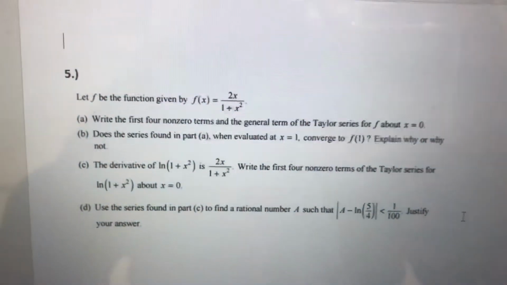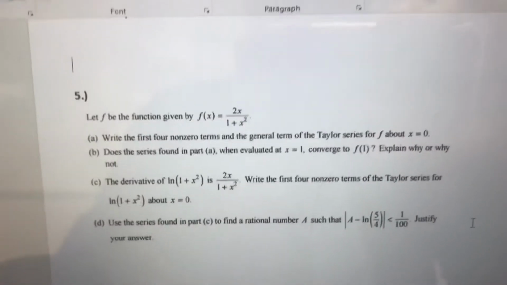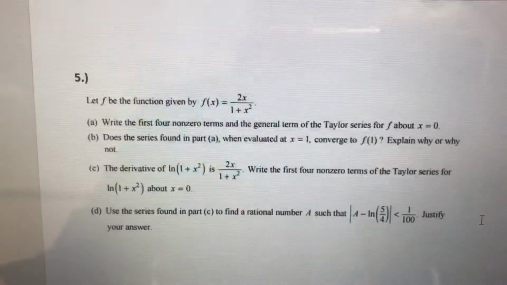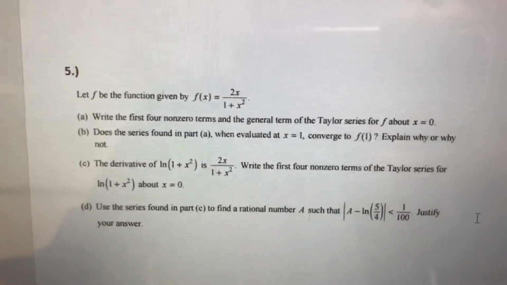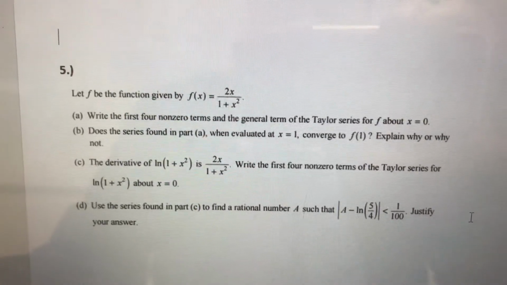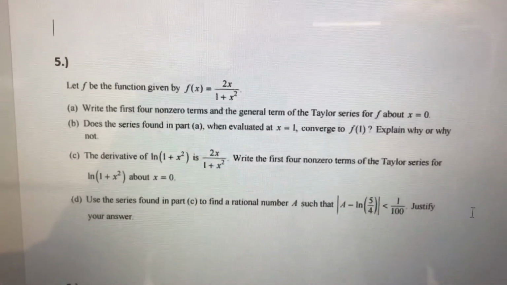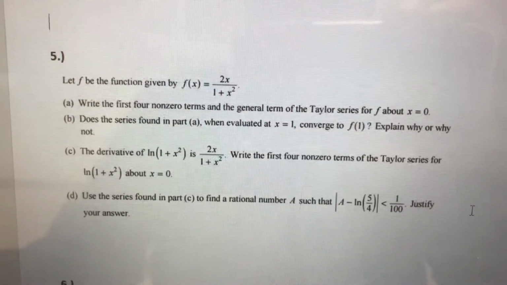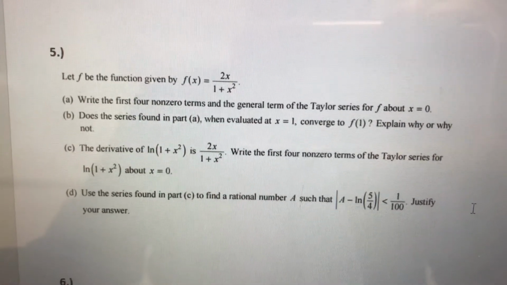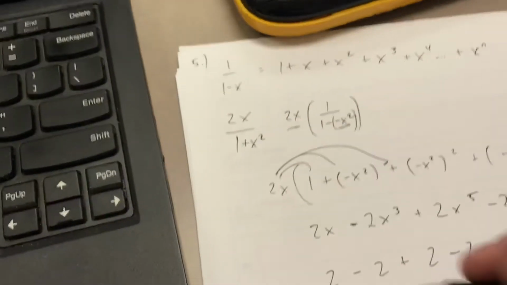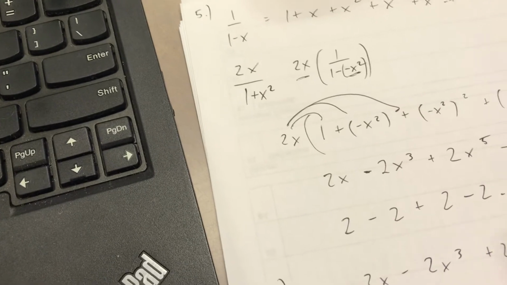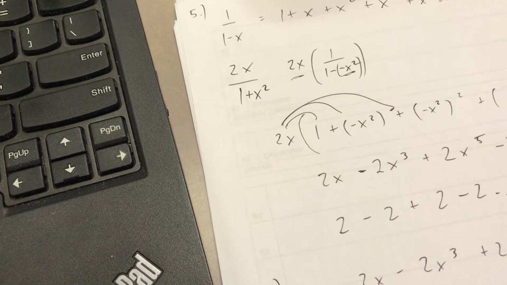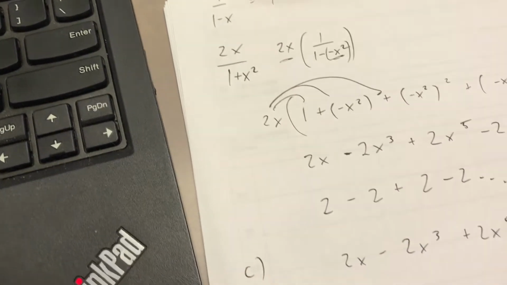Oh, this is really cool. So what they tell us now is, where did they get this function? This function is actually the derivative of the natural log of 1 plus x squared, okay? And we can actually use this to write the Taylor series for the ln of 1 plus x squared, because we now know that this series is 2x minus 2x cubed plus 2x to the fifth minus 2x to the seventh, and so on.